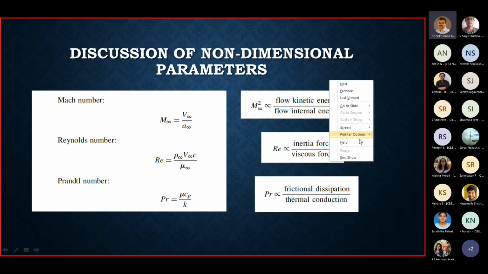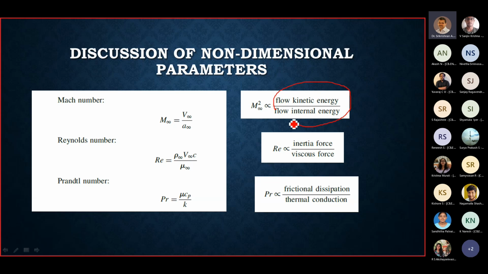I guess we have come across that earlier. That's just a relation from compressible flows, where kinetic energy is nothing but V infinity squared, and internal energy is CV into T. And this CV can be written in terms of gamma and R. So the proportionality is between the specific kinetic energy term and the specific internal energy term. A useful way of understanding Mach number is as a parameter, the square of which is proportional to the ratio of kinetic energy to internal energy.